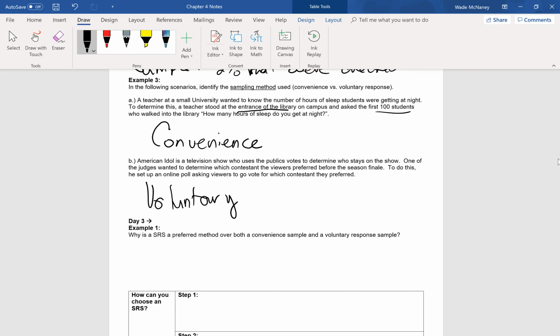Sorry about the handwriting. We're still getting used to these Surface Pros and writing on them, so it's a little bit sloppy still at first.